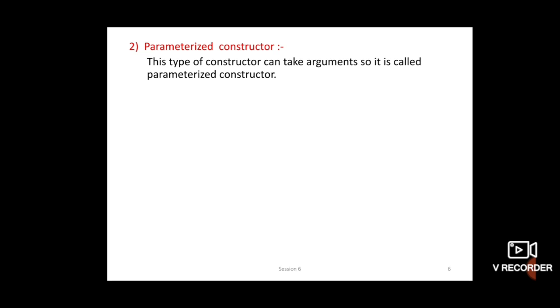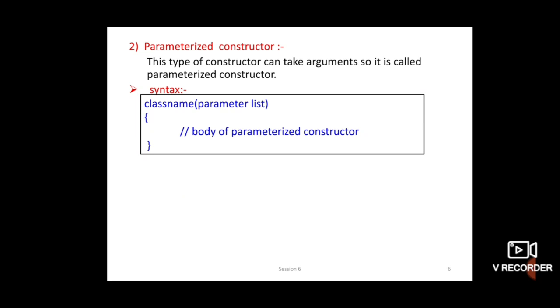When we use this parameterized constructor, you can pass parameters 1, 2, 3, 4, whatever you want. Just see the syntax: class name, parameter list, then body of parameterized constructor. This is the syntax of a parameterized constructor. The difference is that in the brackets you can write the argument list, parameter list, or variable names.